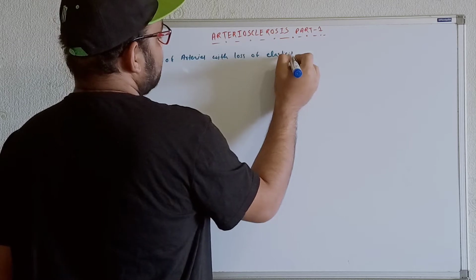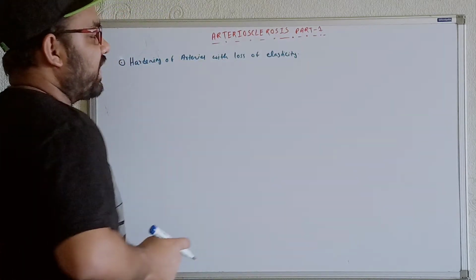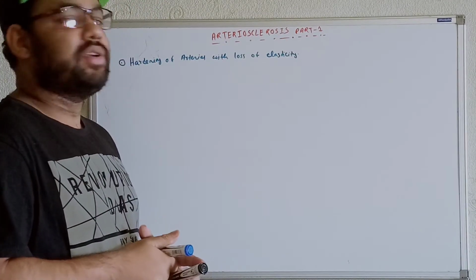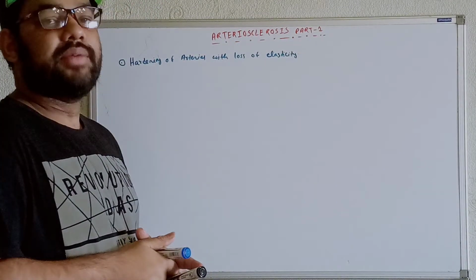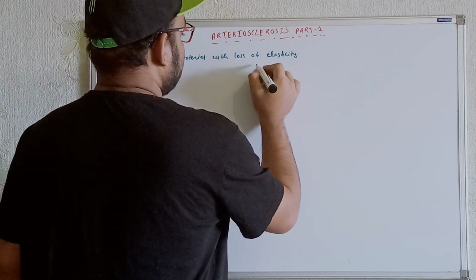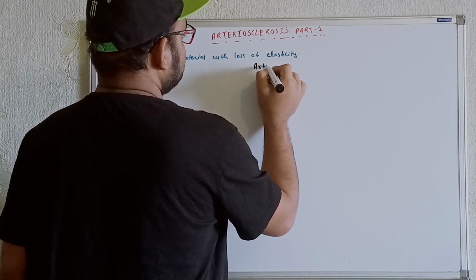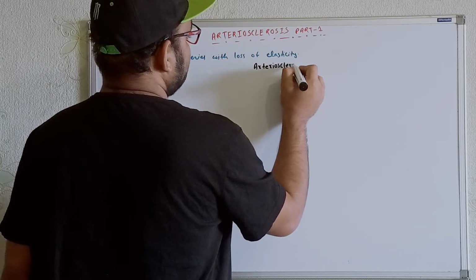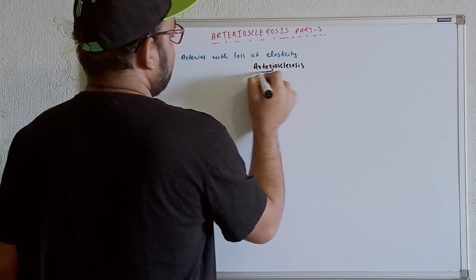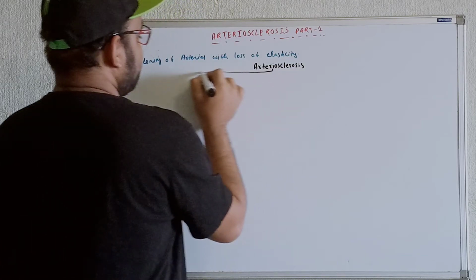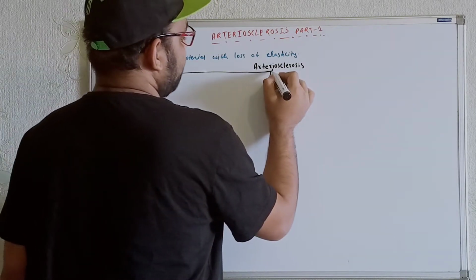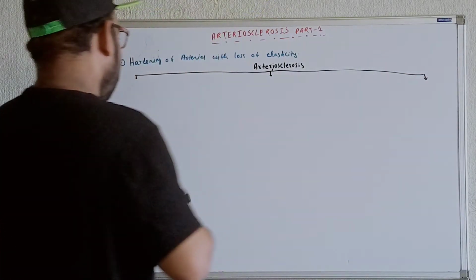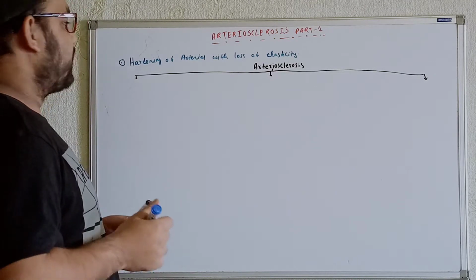Now, as far as arteriosclerosis is concerned, we can classify it into various types, but I'll mention the basic three types. If we divide arteriosclerosis, basically you can divide it into three. First, I'll give you a very brief idea, or introduction, about the individual types. Then we'll go into details. So first, I'm going to write it over here.